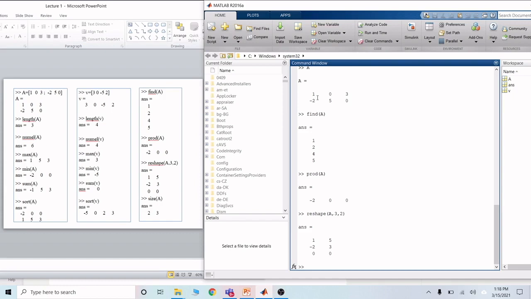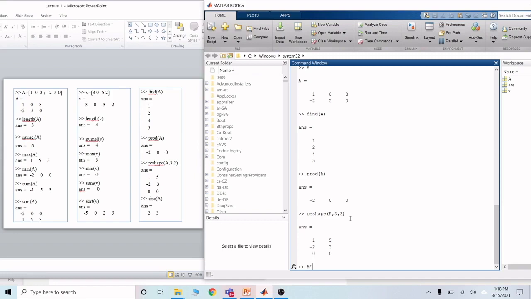I have told you that MATLAB reads column-wise. First is 1, second is -2, third element is 0, then it fills the fourth element 5, then 3, and then 0. It will not create in row and column.